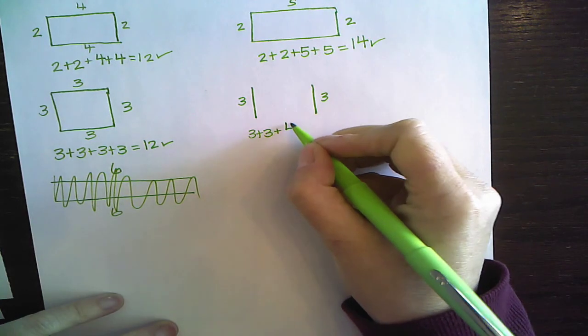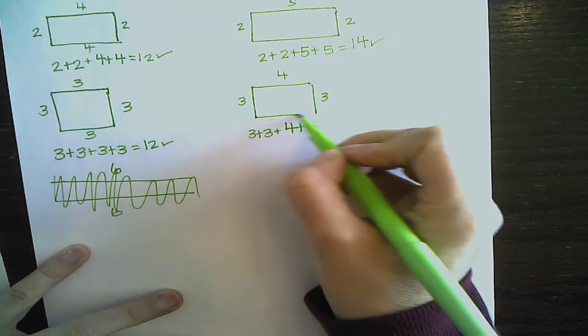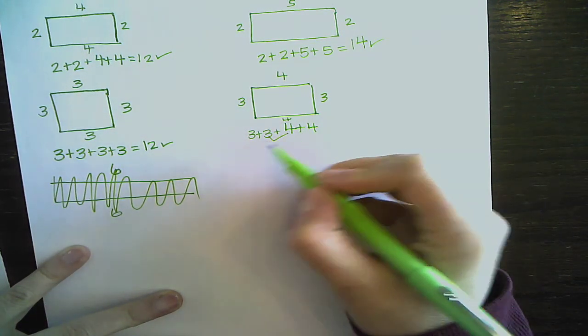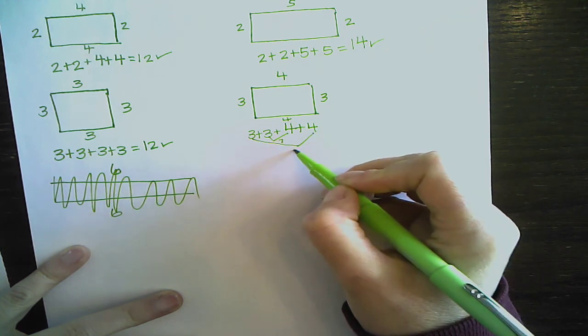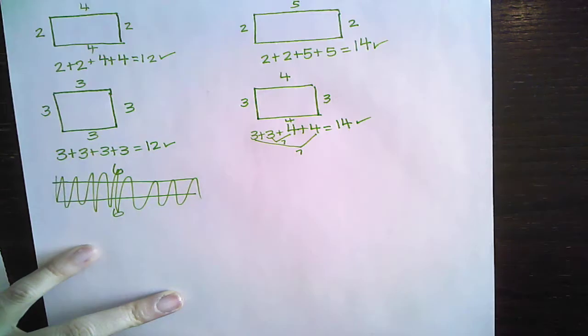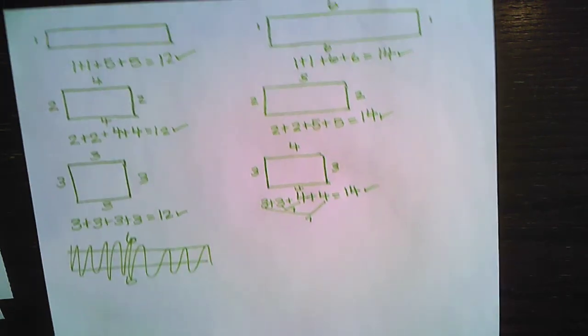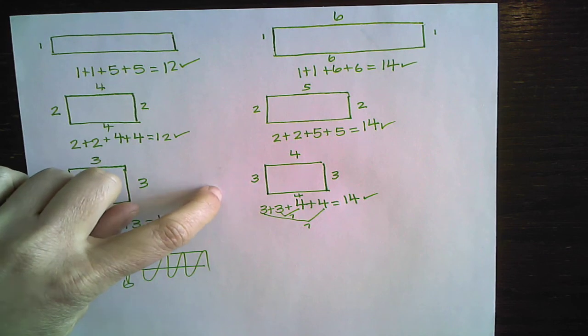Yes, beautiful. 4 plus 4. We have 4 up here. We have 4 down here. And if we add these two together, that's 7, and we know that 7 plus 7 is 14. It checks out. Beautiful. Okay, so we did 1, 2, and 3.